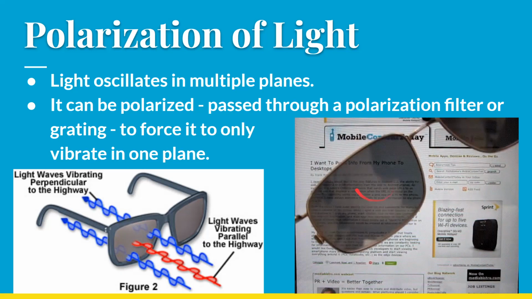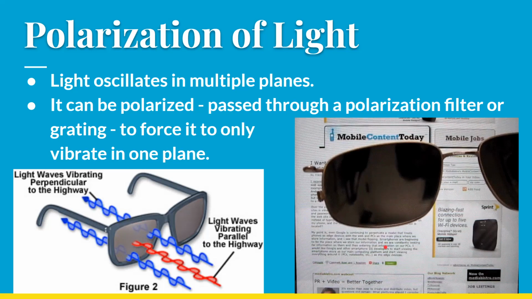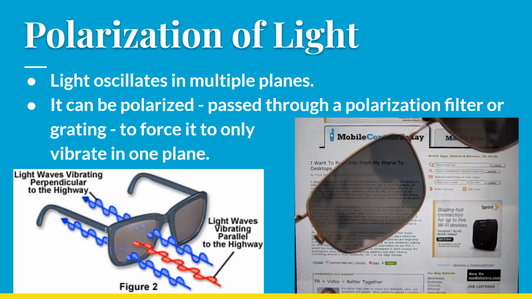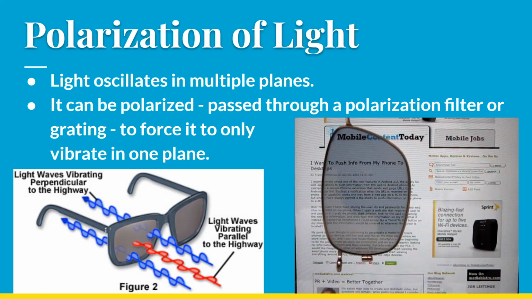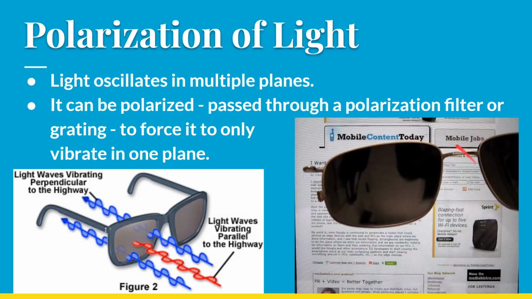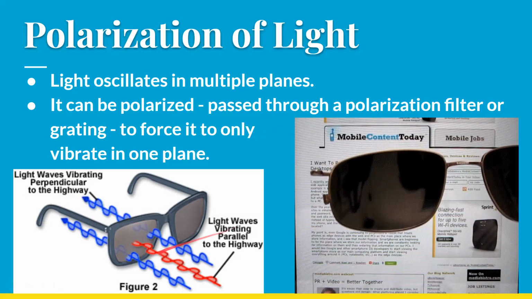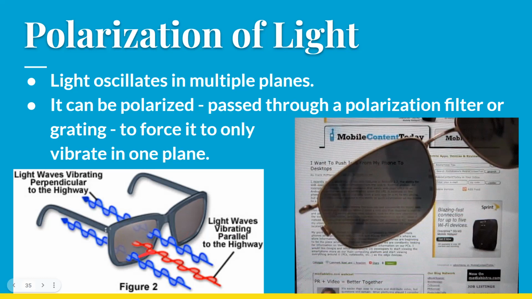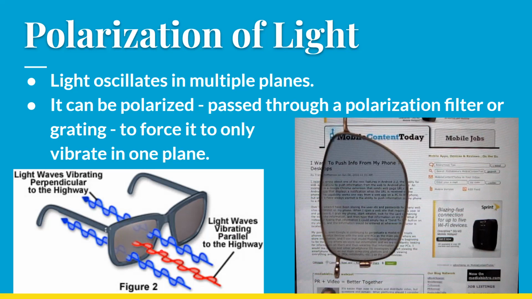if you watch this animation here, there's a lens in front of a computer screen, and you can see that when they rotate it, it blocks out the light entirely, and then you rotate it back and you can see what's on the screen again. It's because of these very small slits in this polarization filter or grating that blocks certain types of light that are vibrating in certain directions.